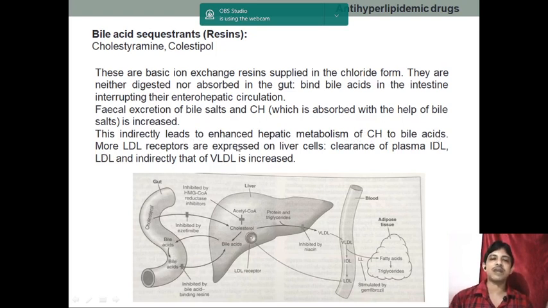More LDL receptors are expressed, because LDL receptor is again important for the cholesterol biosynthesis. More LDL receptors will be expressed in the liver cell. As a result, clearance of the IDL and LDL through the LDL receptor is necessary for the cholesterol synthesis. Now, if the cholesterol forms bile acid and is excreted through the gut, then of course more LDL receptors will exist, and more LDL and IDL will be taken up from the plasma. So by that mechanism these resins are acting.